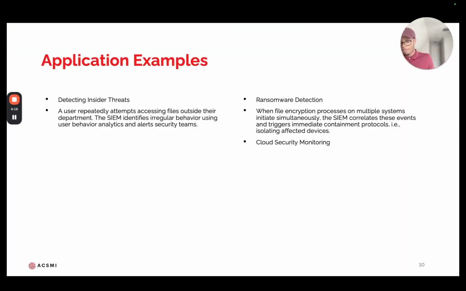Now, one example is: how can we detect an insider threat? Of course, a user repeatedly tries to access a file outside of their department. The SIEM is going to identify this as irregular behavior. Why is this person trying to do this more and more? And it's going to automatically alert the security team.